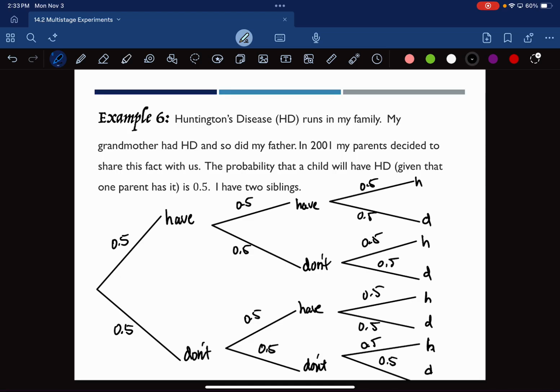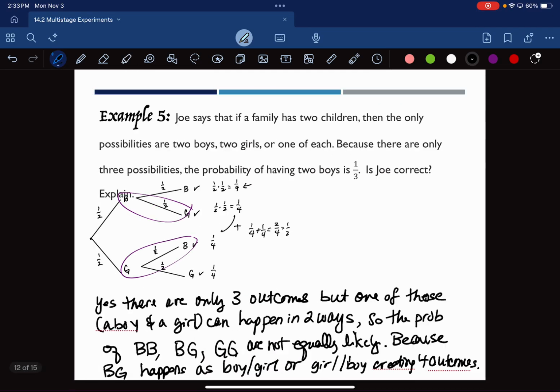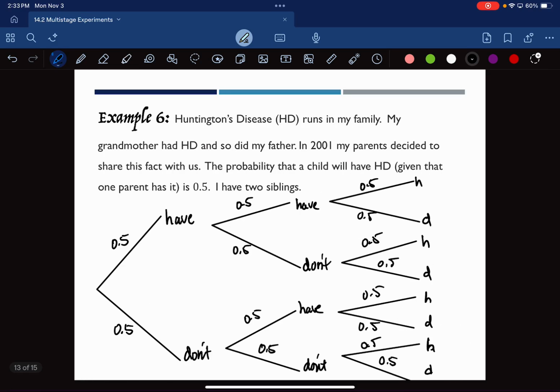If I wanted to find that, I'd actually have to find quite a few branches. Every branch that has the word have on it, I'd have to find all of them. And then much like our example over here with Joe, I'd have to add all of those branches at the end together. But the reality is there's an easier way to do that, and it was the complements principle that we looked at last section in 14.1. This branch down here at the bottom, that's all don'ts. That's the only one that puts my family in the clear, right?